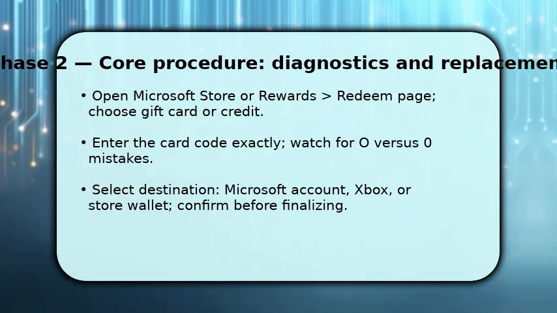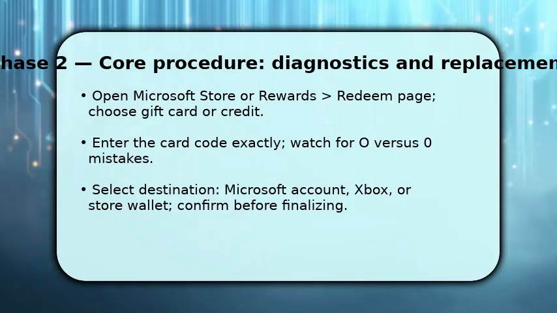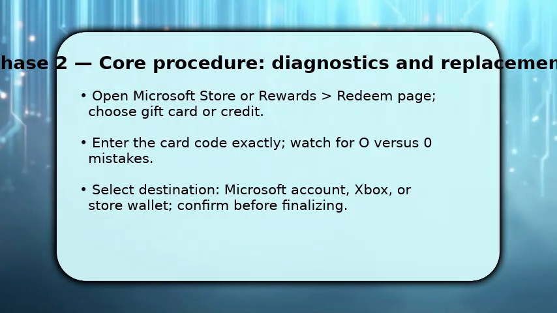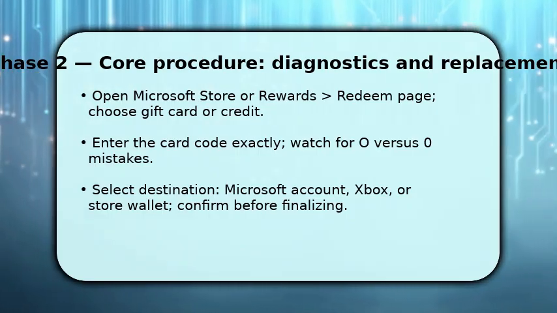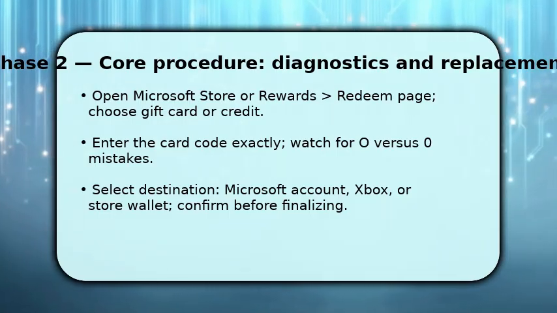Then choose where to apply the credit: Microsoft account balance, Xbox wallet, or specific product checkout, because destination affects availability and taxes. After selecting, review the final amount and payment method, then confirm. This is the point where charges or points are applied.